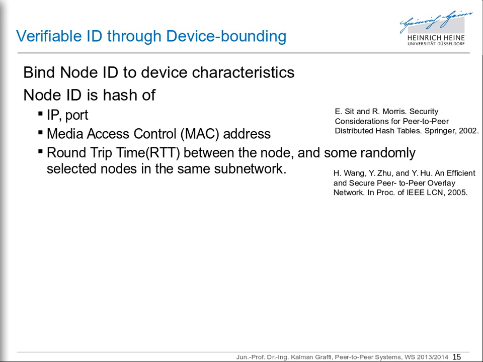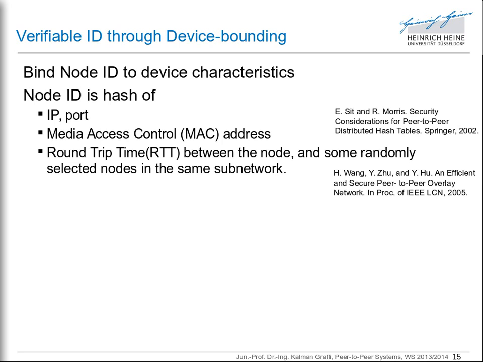So the node ID is partly fixed because there are some limitations. For example, the port range is fixed, so we have 65,000 and some ports only. The IP is also fixed because nodes want to contact you, and if you fake your IP, they won't contact you at all. So this makes a free choice of ID very hard, and also a hash function is used on these device characteristics.